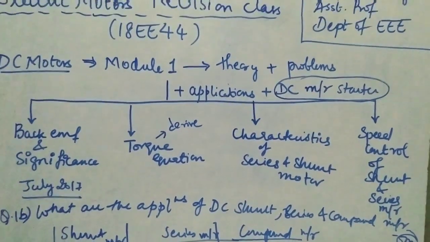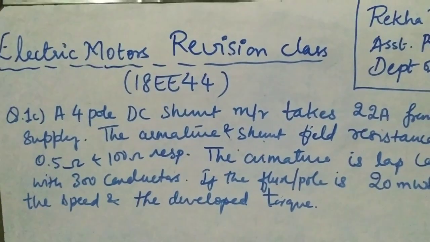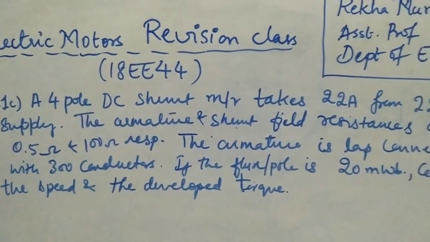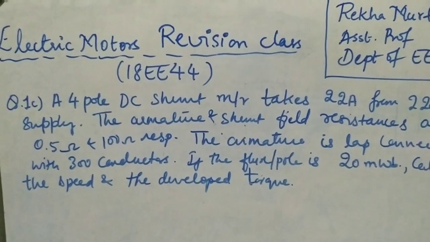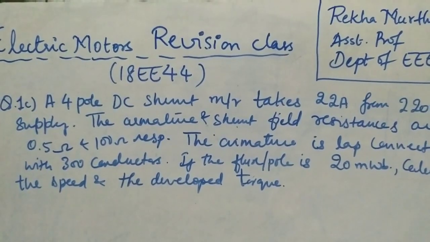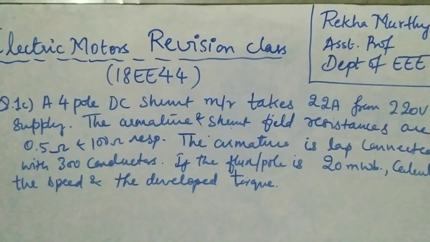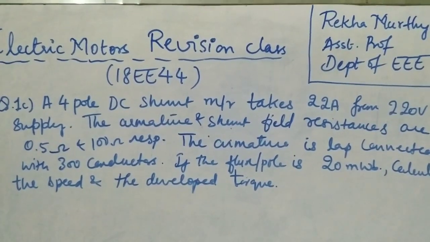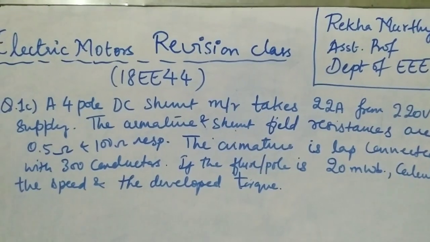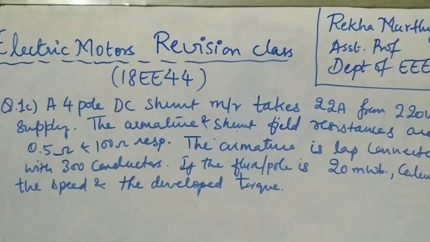Now let's move on to the next part of the question, 1C. The 1C question is: a 4-pole DC shunt motor takes 22 amps from a 220 volt supply. The armature and shunt field resistances are 0.5 ohm and 100 ohm respectively. The armature is lap connected with 300 conductors. If the flux per pole is 20 milliweber, calculate the speed and developed torque. Now let's write down the given data and solve with the simple formulas.